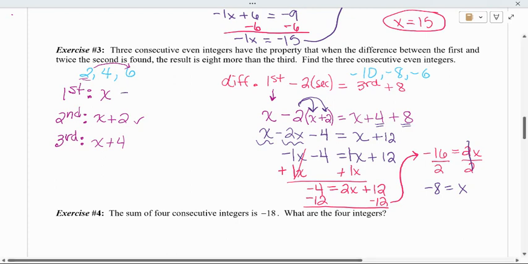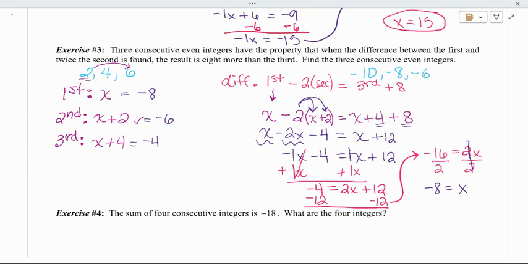So if our first integer is negative 8, what is our second integer? What is negative 8 plus 2? It's going to be negative 6. Yeah, it's getting closer to 0. And what is negative 8 plus 4? Negative 4. So those are your 3 consecutive integers: negative 8, negative 6, negative 4.